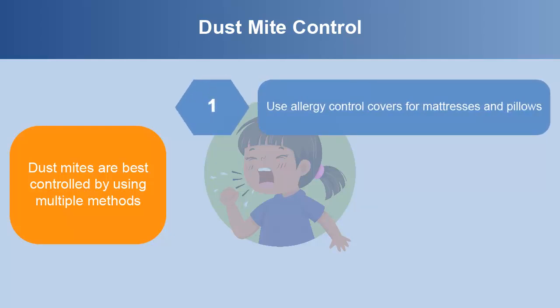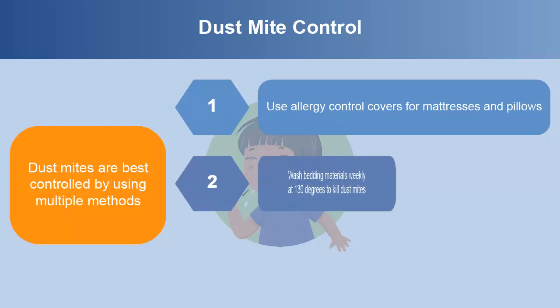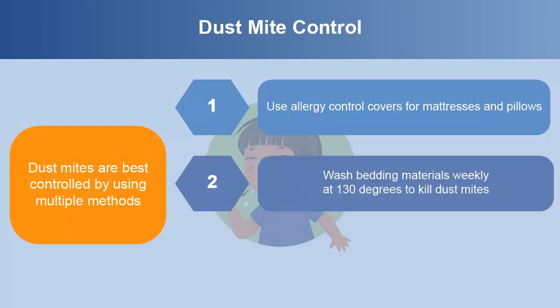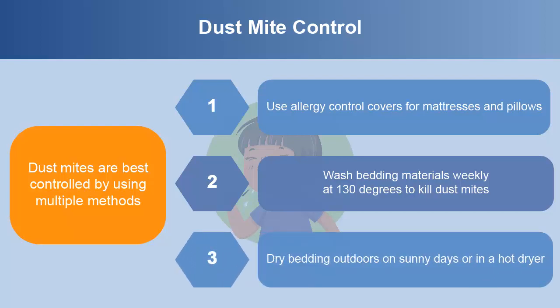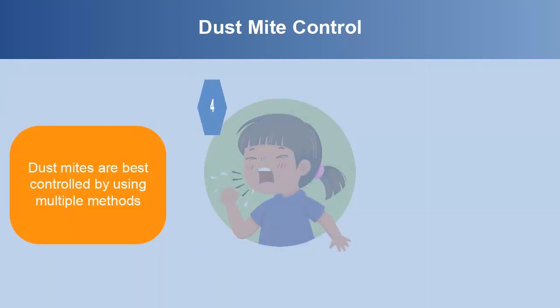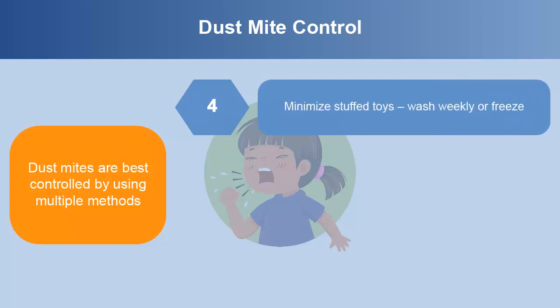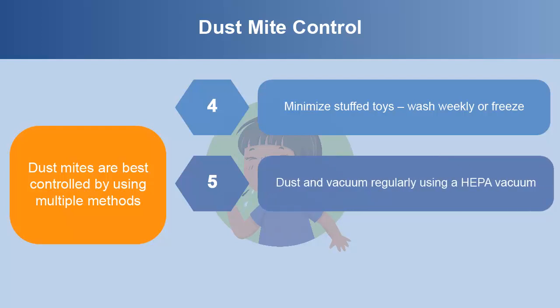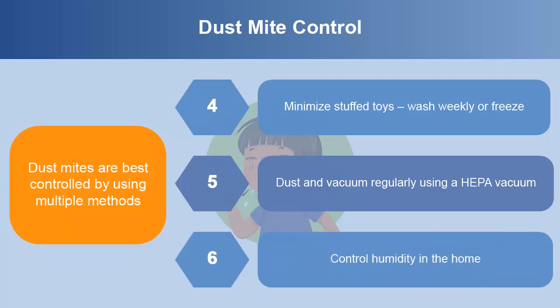Use allergy control covers for mattresses and pillows. Wash bedding materials weekly at 130 degrees to kill dust mites. Dry bedding outdoors on sunny days or in a hot dryer. Minimize stuffed toys. Wash them weekly or freeze them. Dust and vacuum regularly using a HEPA vacuum. Control humidity in the home.